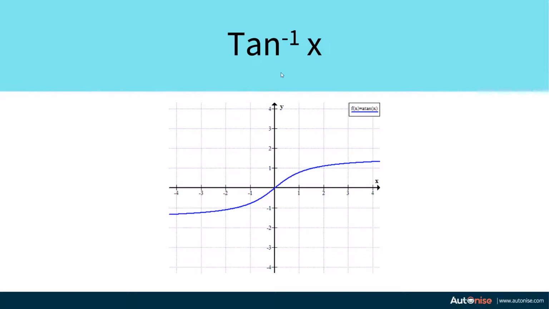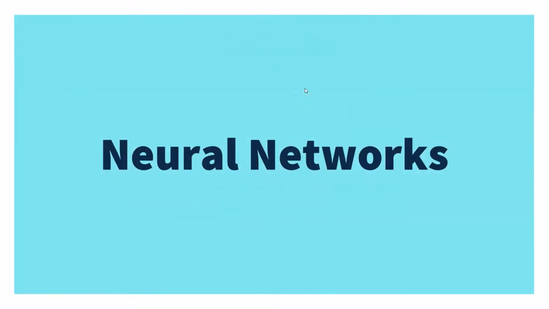There are many functions which can act as activation functions, and we'll have a look at more of them in the later sessions. And that brings us to neural networks. A perceptron having a non-linear activation function which is continuous is called a neural network.